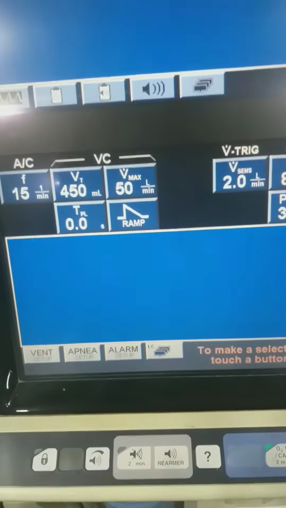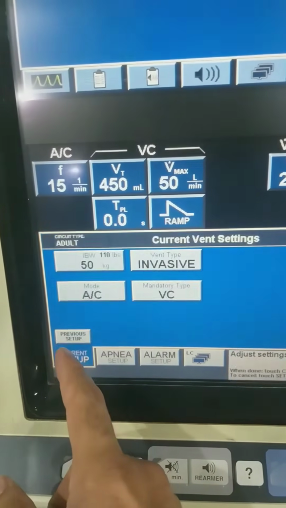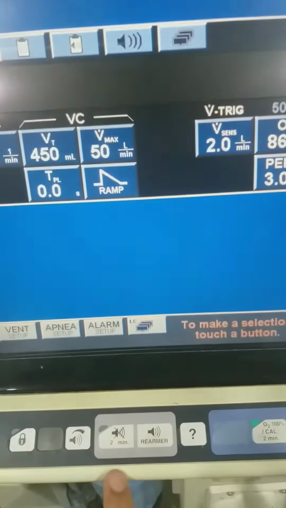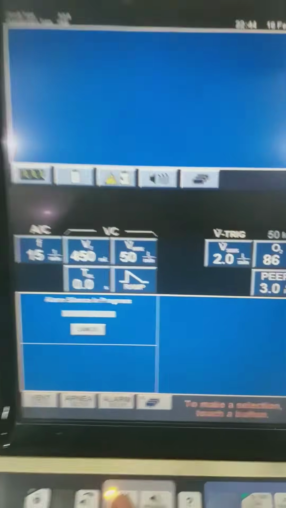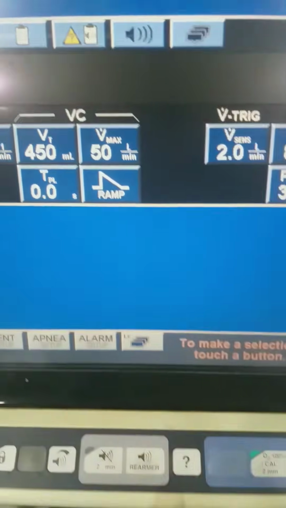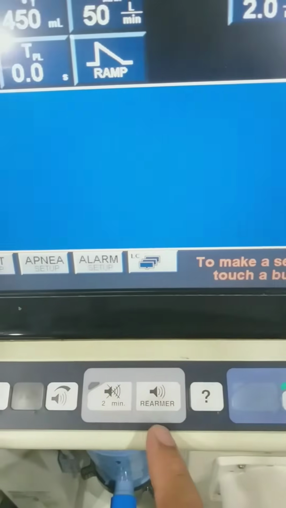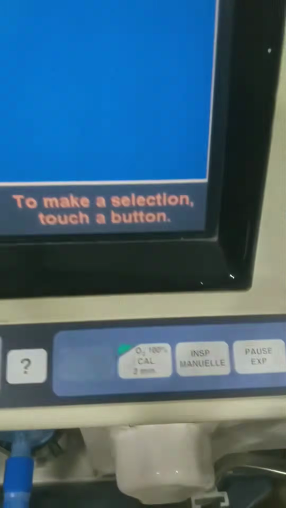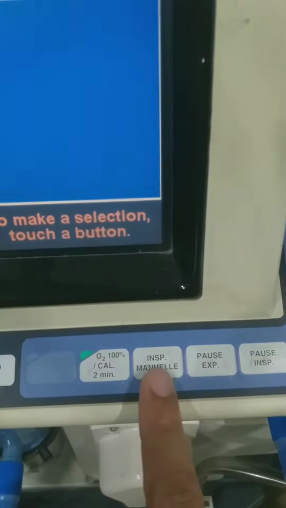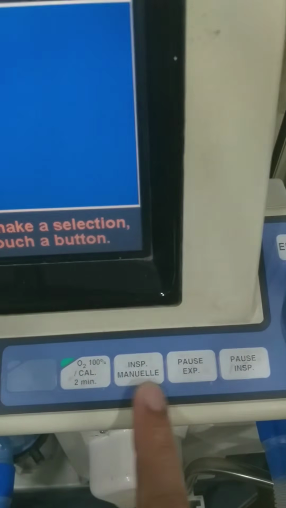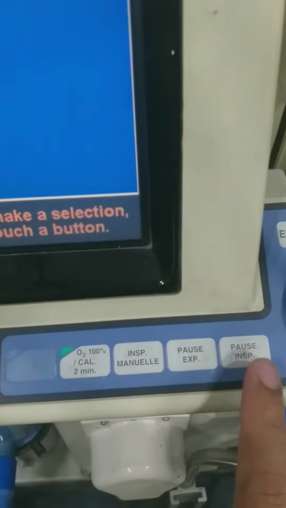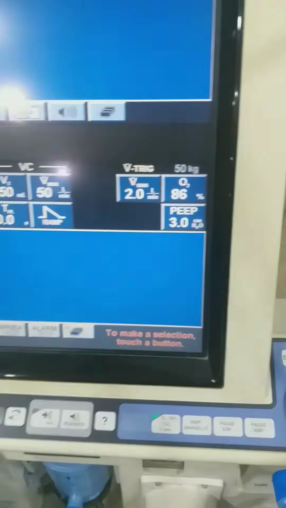Then there is a volume for the different alarms, and you can change the volume. You can mute it. It will show that mute is in process, but let's cancel it because we don't want to do it. Then we see that there is a button for the manual breath. We can give oxygen for 2 minutes after suctioning. This is a manual breathing inspiration button. This is pause expiratory for intrinsic PEEP. This is end expiratory button for plateau pressure.